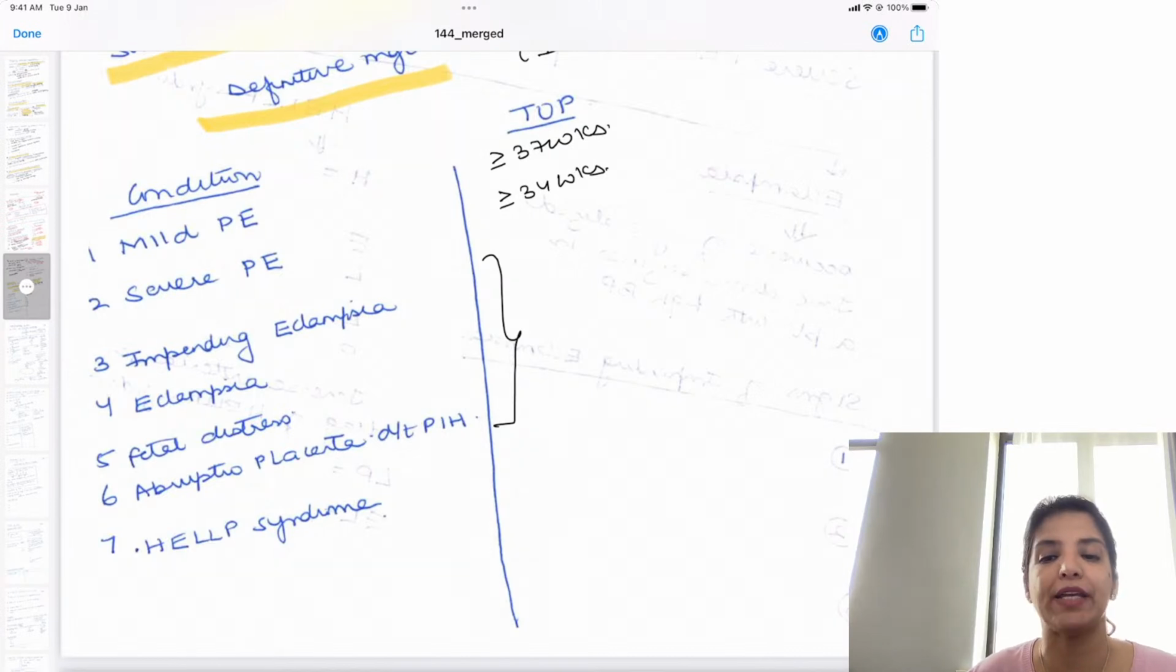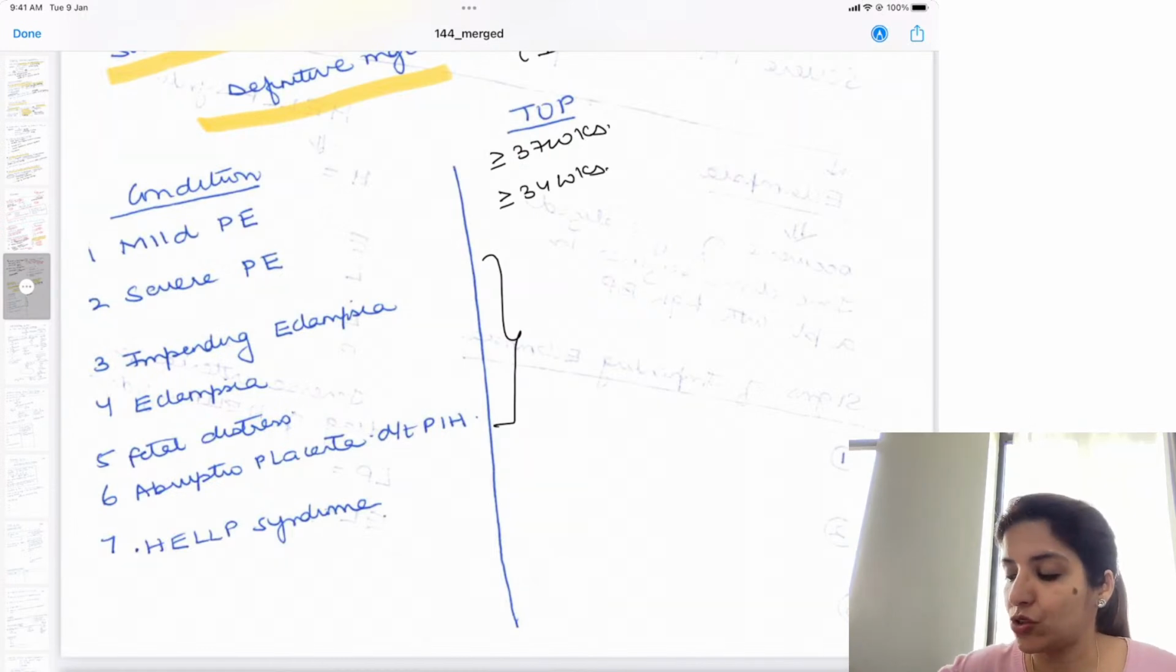All of you know that PIH can lead to abruptio placenta, right? One of the very important risk factors for abruptio placenta is PIH, and one of the very important complications of PIH is abruptio placenta. So if your patient is having impending eclampsia, fetal distress, या abruptio placenta, in that case you have to do immediate termination of pregnancy.